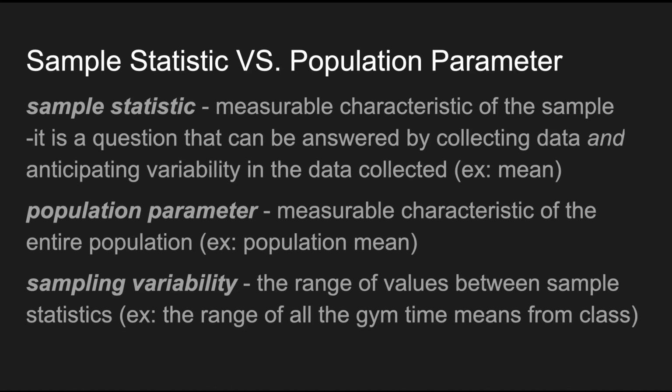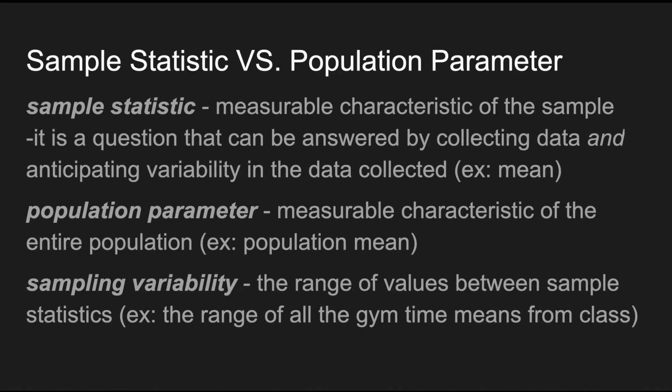So going back to our example of the gym membership. Every mean that we gather from each sample is a sample statistic. The actual mean of all 800 numbers is the population parameter. Should be pretty easy to keep straight which one's a statistic and which one's a parameter. SSPP. Now, sampling variability is how far apart were all those means we got.